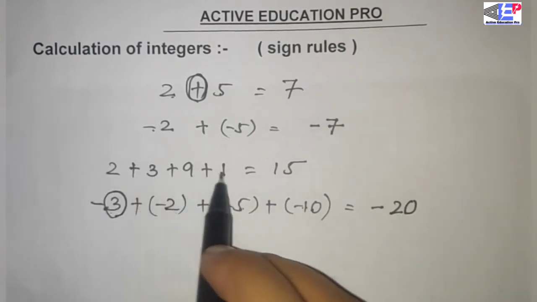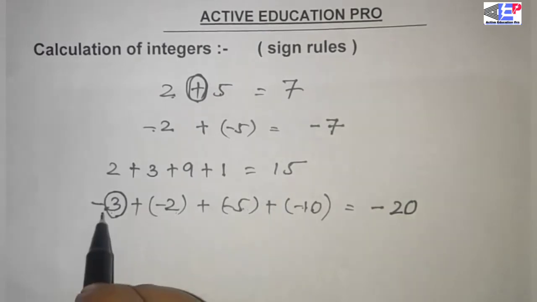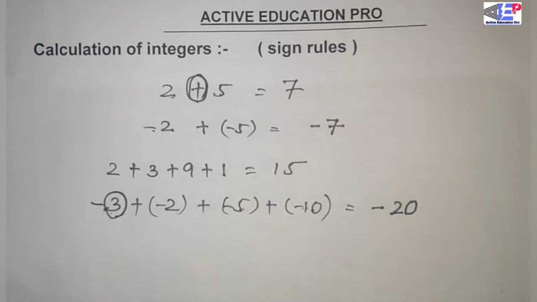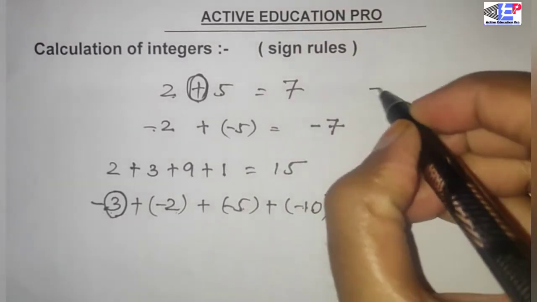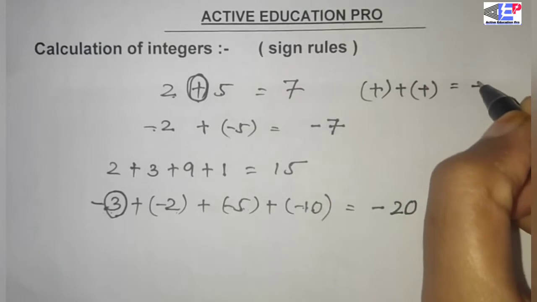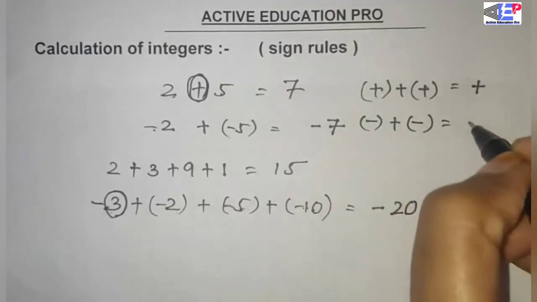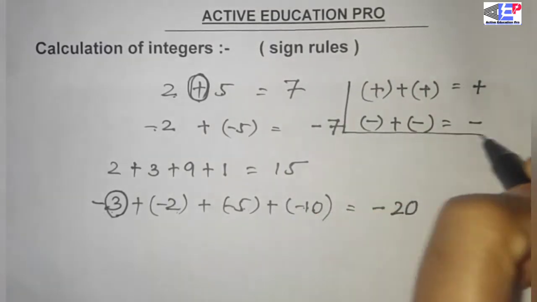When you add positive integers, we get a positive integer result. When you add negative integers, we get a negative integer result. This is minus 20. It's all about addition of same signs. Means if you add positive with a positive, you will get a positive. If you add negative with a negative, then you will get a negative result. This is the theory.